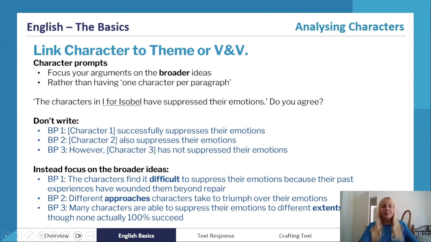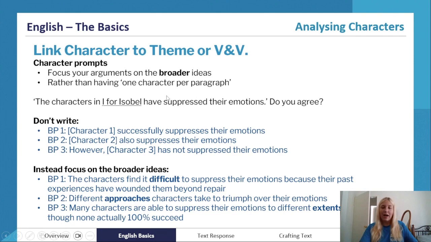Now, when analyzing characters as well, you can get character prompts. I want to stress that getting a character prompt doesn't mean that your topic sentences are about characters or mention character names, okay? Your topic sentences must focus on arguments, either linked to themes or views and values. It's not one character per paragraph. There should be more than one character in each paragraph mentioned and analyzed, okay?